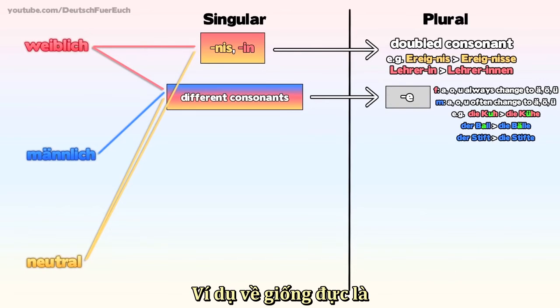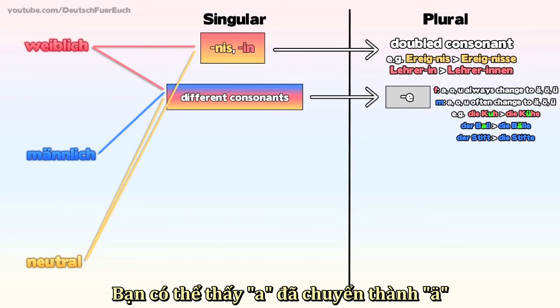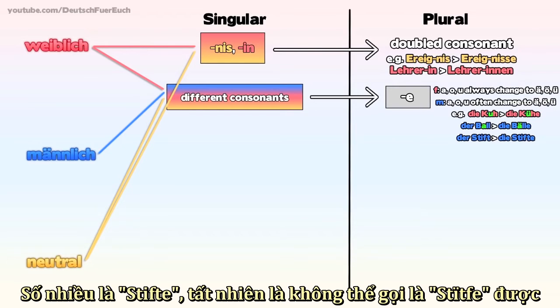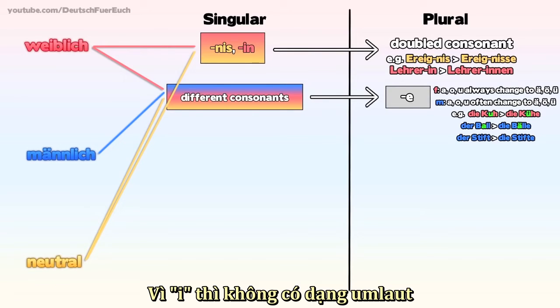So the male examples I picked for this one are der Ball, which means the ball, and when changed to plural, it becomes die Bälle, so you can see that the a got changed to an ä. The second example is Stift, which means pen, and that gets changed to Stifte, and of course there's no vowel shift here because there is no corresponding umlaut for e.